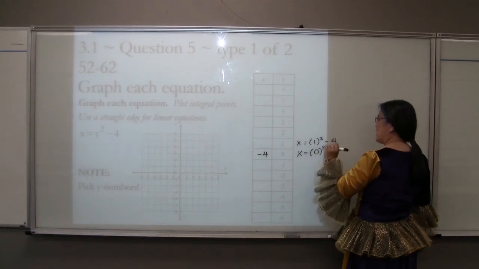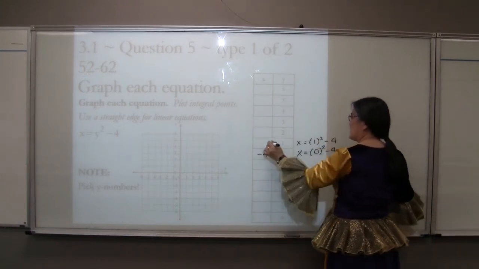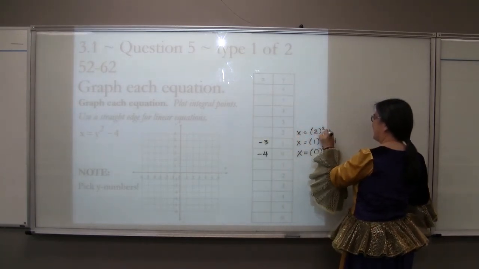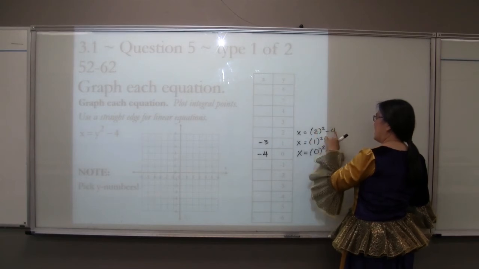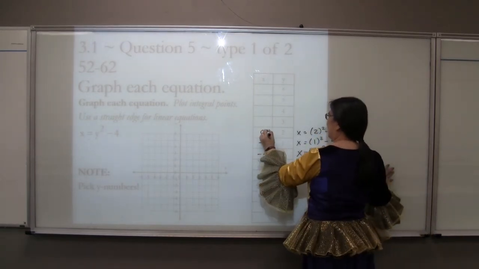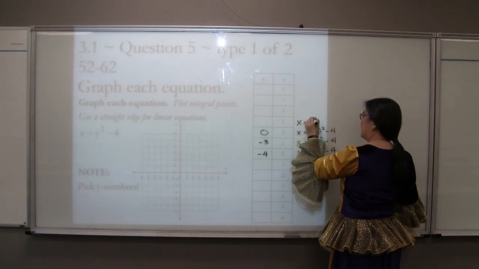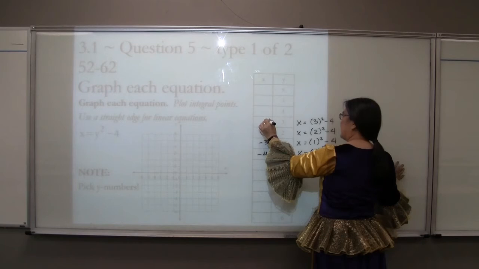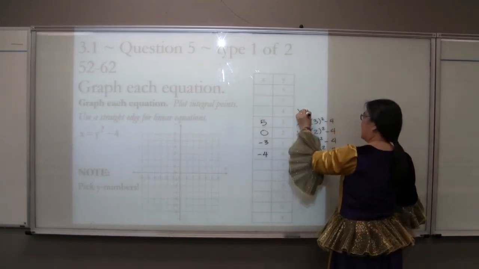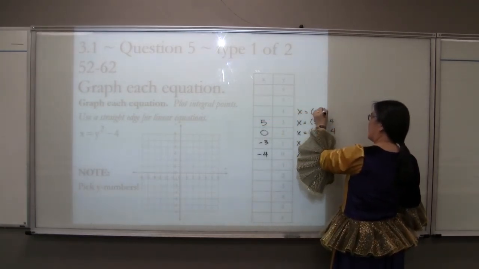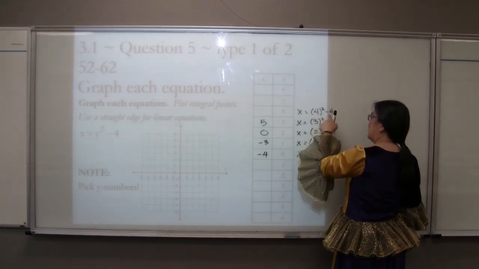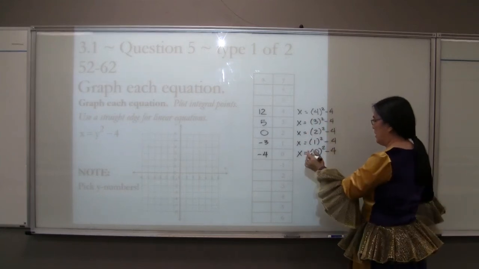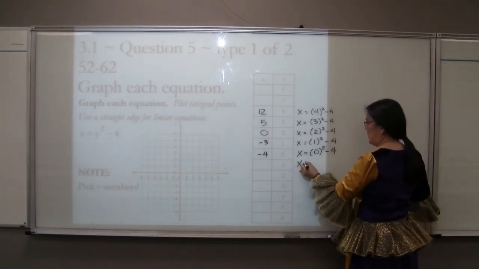Exponents first, adding, subtracting second. 1 minus 4 is negative 3. Exponents first, adding, subtracting second. 4 minus 4 is 0. Nine minus 4 is 5. Sixteen minus 4 is 12. That is off of my graph, so I'm going to stop there, and we're going to go on this way.